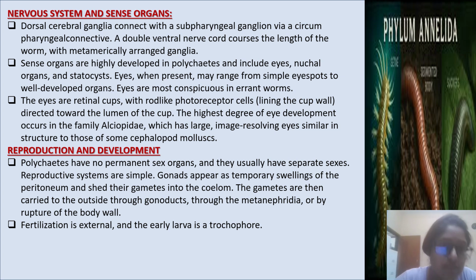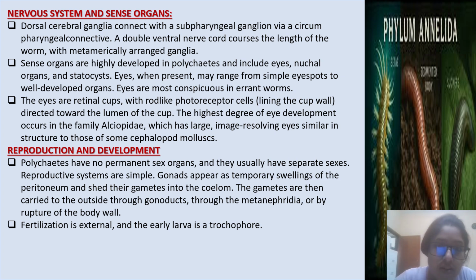Next, nervous system and sense organs of the polychaetes. Dorsal cerebral ganglia connect with a subpharyngeal ganglion via a circumpharyngeal connective. A double ventral nerve cord courses the length of the worm with metamerically arranged ganglia. Sense organs are highly developed in polychaetes and include eyes, nuchal organs, and statocysts. Eyes, when present, may range from simple eye spots to well-developed organs.